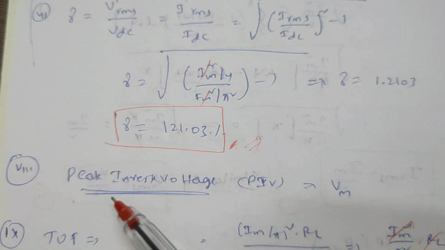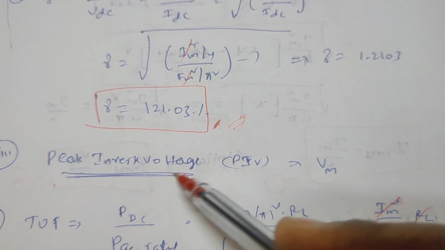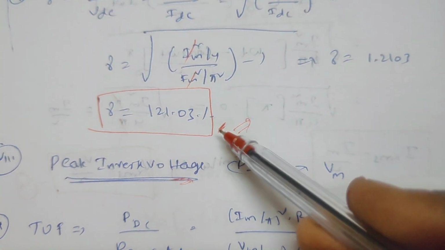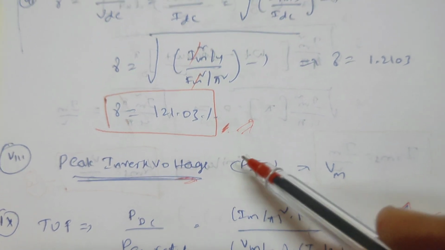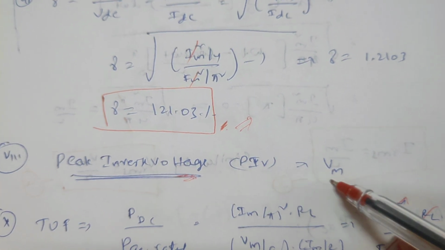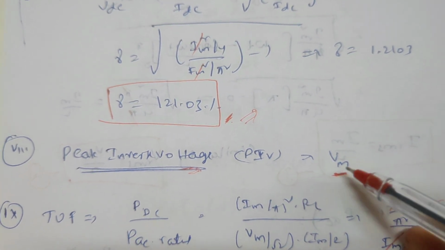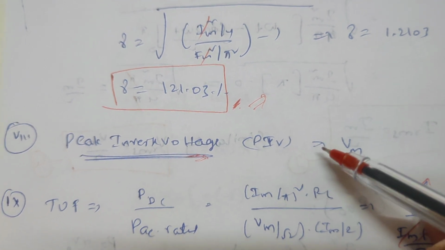The next one is the peak inverse voltage. Peak inverse voltage is the voltage present across a diode when it gets reverse biased. When the diode gets reverse biased, the maximum peak voltage it stores is Vm, because this value is stored when it is in the forward biased condition.